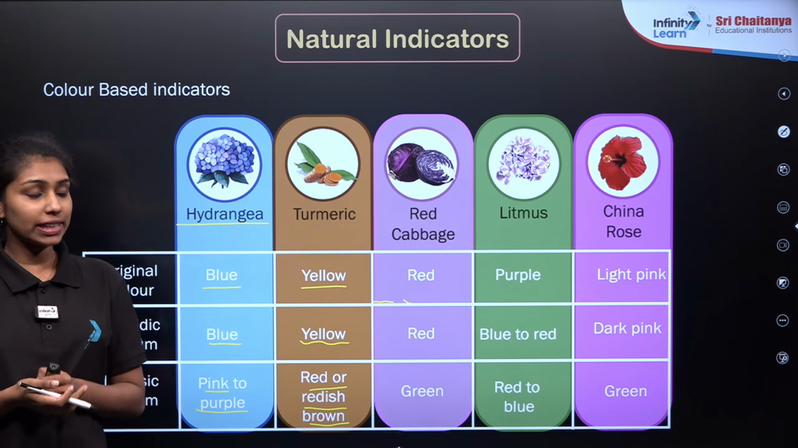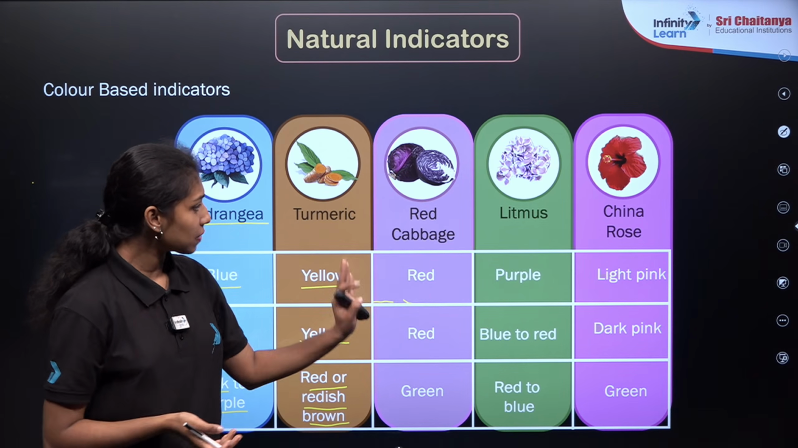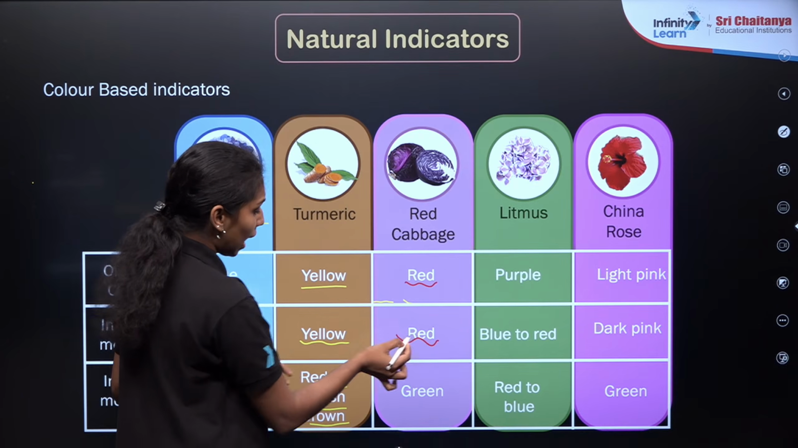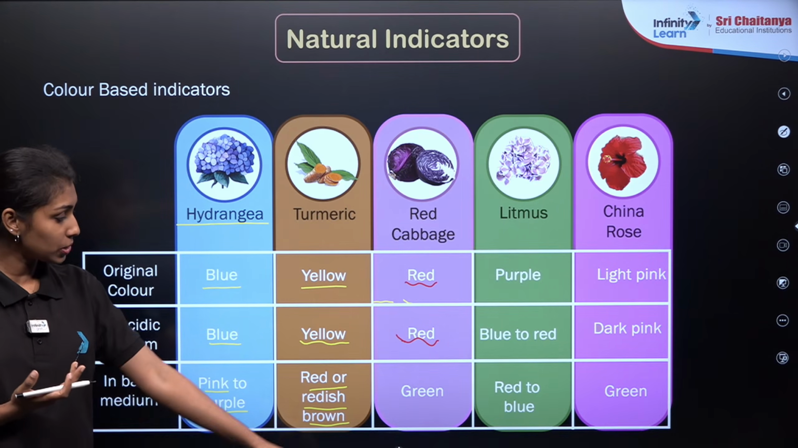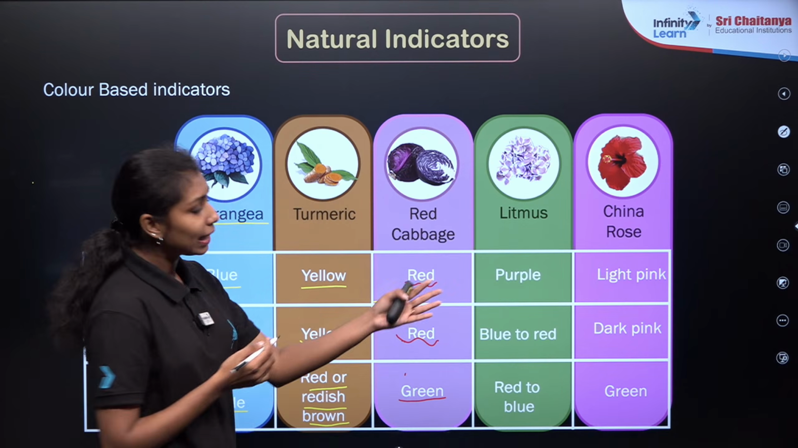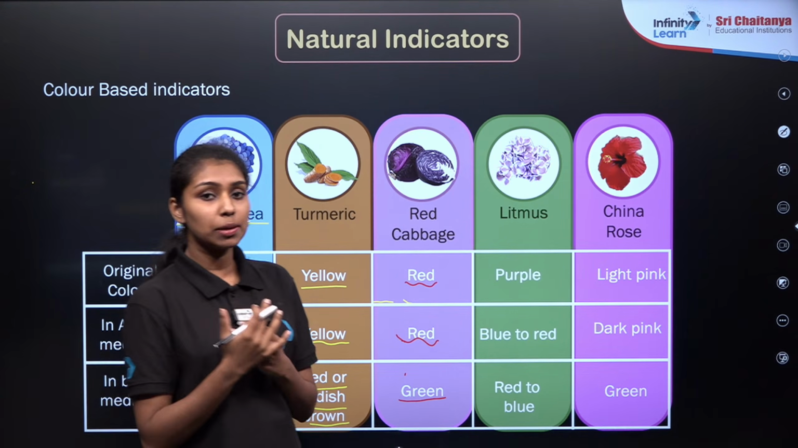Then another example for the natural indicator is the red cabbage, right? Red cabbage, as we already know, has a red color, almost red, in acid solution. But if you are putting it into basic solution, it will change its color from red to green, right? Red to green.